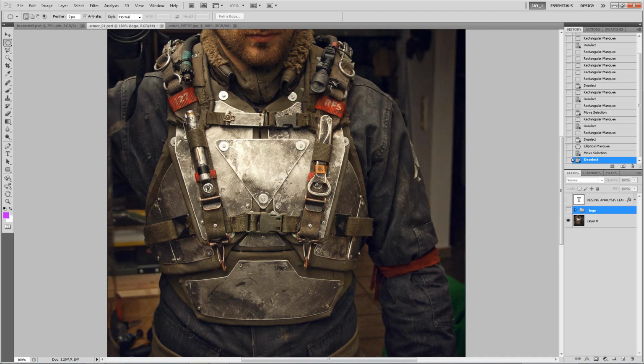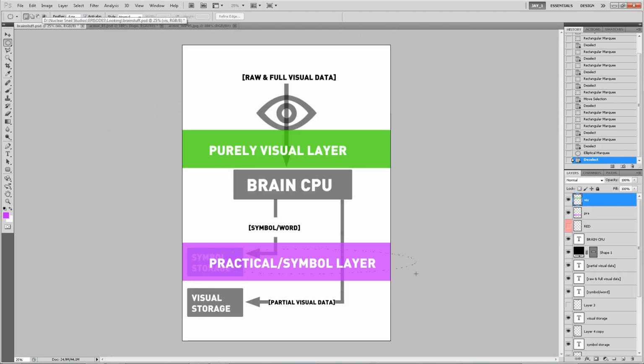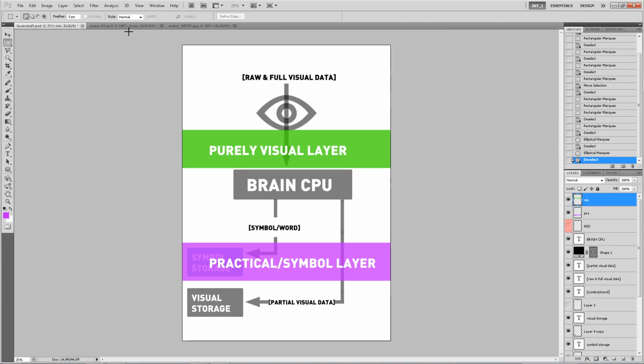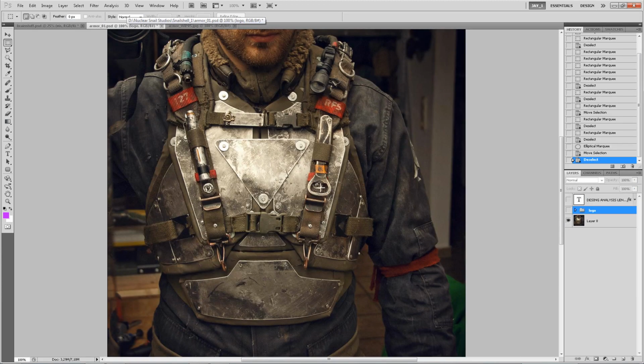For example, this bottle opener, it has the practical or symbol layer meaning of a bottle opener. I'm gonna replace it, by the way, because that practical or symbol meaning of this is too funny or cute for me. I want to have a tactical knife there because it has a different symbol meaning. It means more dangerous, more martial, okay?